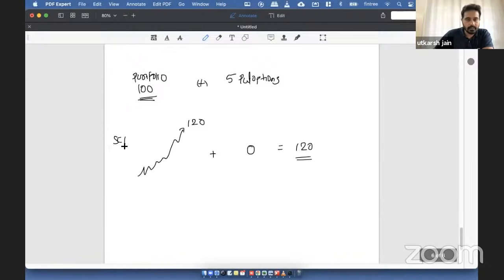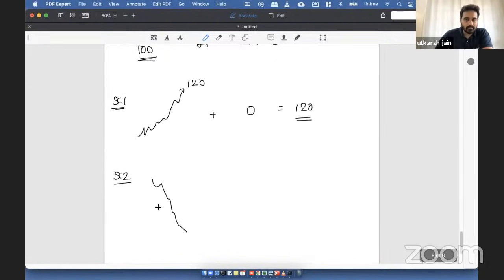So this is scenario 1. Scenario 2 could be that the 100 rupee asset goes down to maybe 70, but then the put option value goes up and maybe reaches, I don't know, let's say 25, 30. Okay, so let's say 25. So the value of the portfolio is 95.